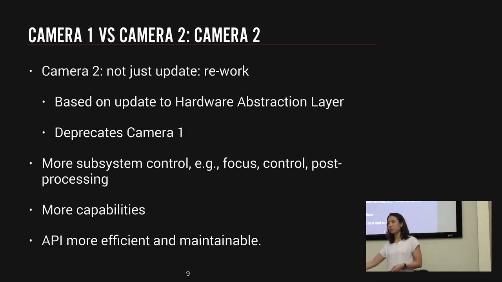If the camera does support manual focus, if the camera does support post-processing, which is all those little algorithms that do color correction and sharpening and all that kind of stuff, you can actually adjust those things as a developer. Some more cool things are more capabilities. You can have RAW support, you had face detection before, but you have a lot more ability to pick up some of the really cool camera features. And overall, it actually is making the API more efficient and more maintainable.